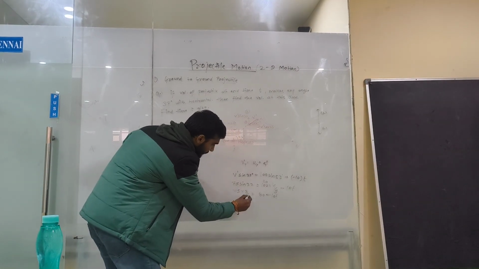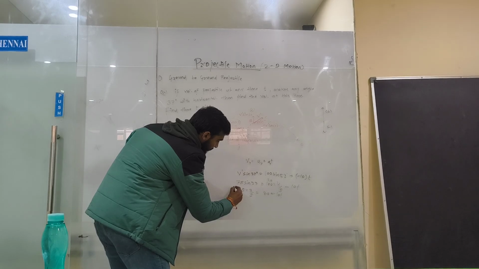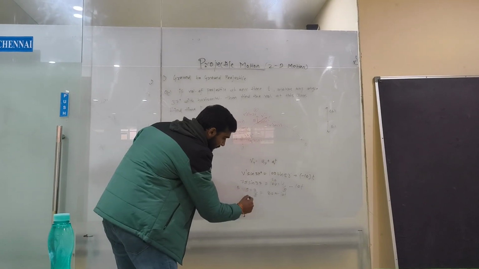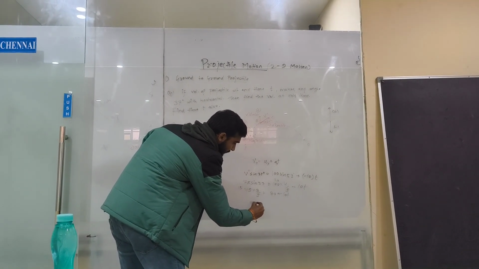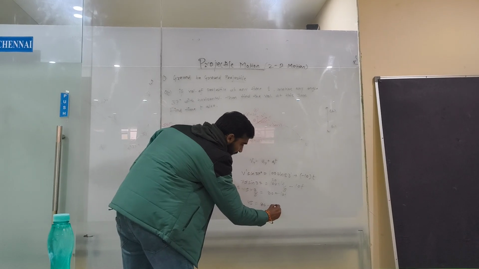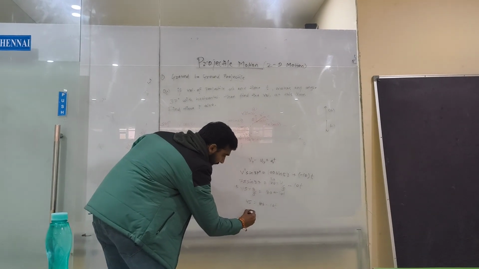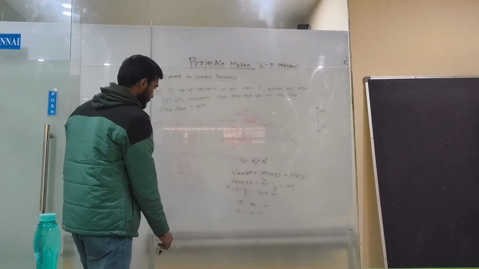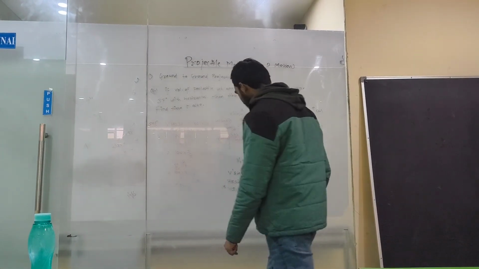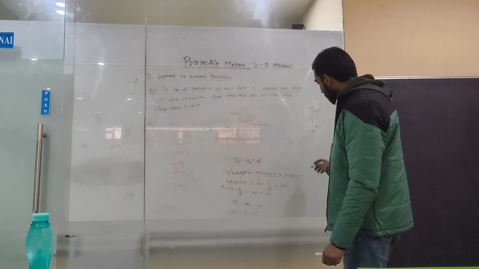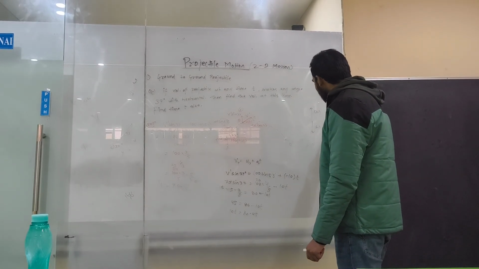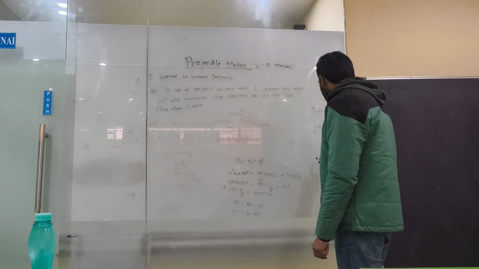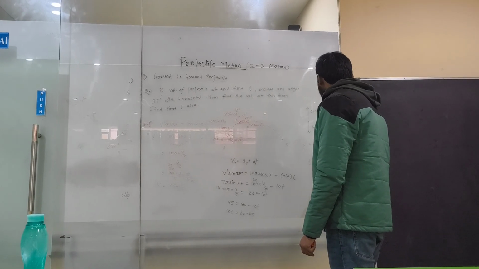Yes or no? This is 15 into 3, it is 45, equals 80 minus 10t. 10t is equal to 80 minus 45, and t will be 35 upon 10. So time comes out to be 3.5 seconds.